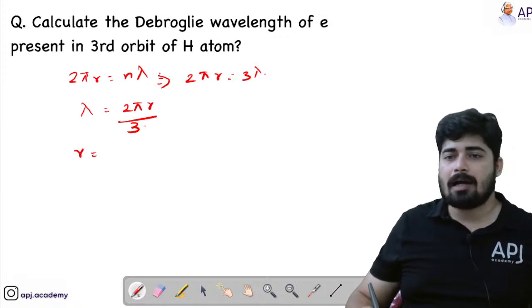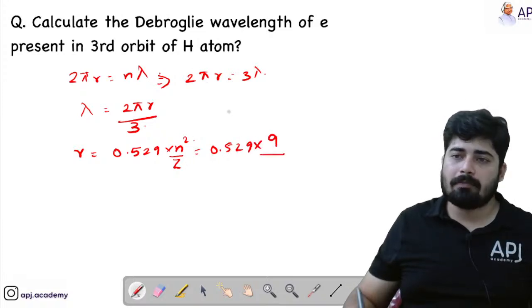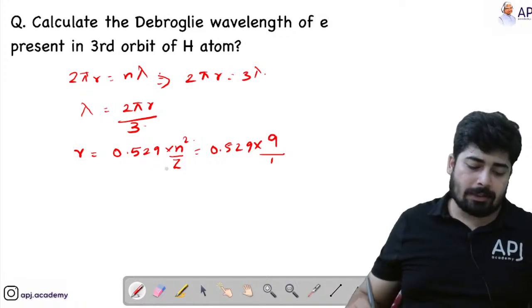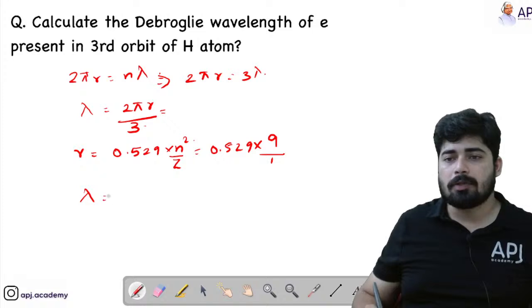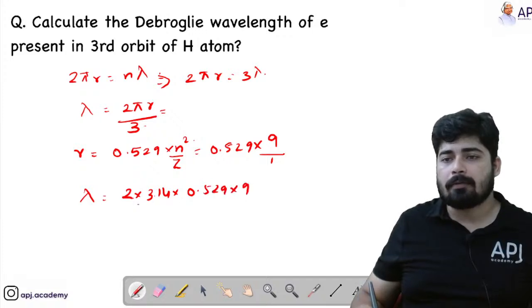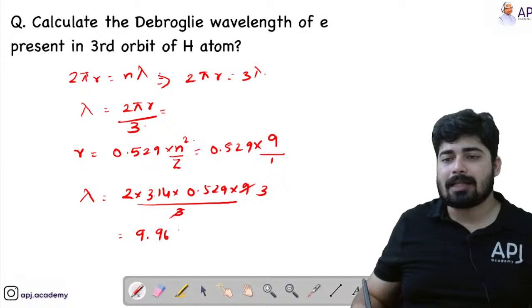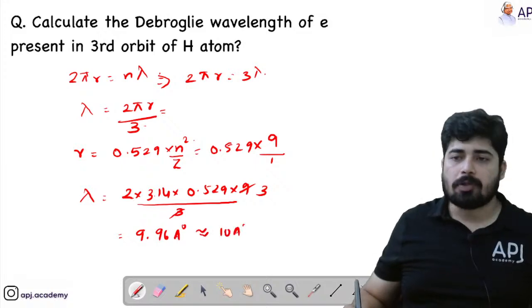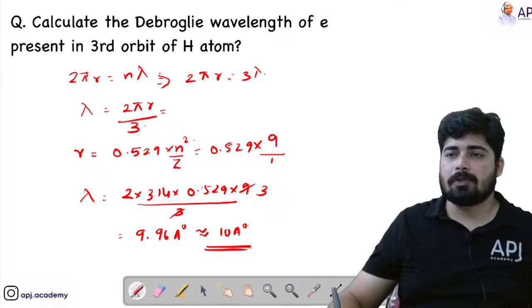We studied in the previous session that r is equal to 0.529 into n square by Z. Here it is given as the third orbit, so you can substitute the n value: 0.529 into 3 square, that is 9, divided by Z, and the atomic number of hydrogen is 1. So we can substitute the value of r in this equation and you will get λ is equal to 2 into 3.14 into 0.529 into 9 divided by 3. You can cancel this and the answer you will get is 9.96 Angstrom, that is nearly equal to 10 Angstrom. Okay, so this is the easy way to do the problem. Very good problem, you can just note it down.